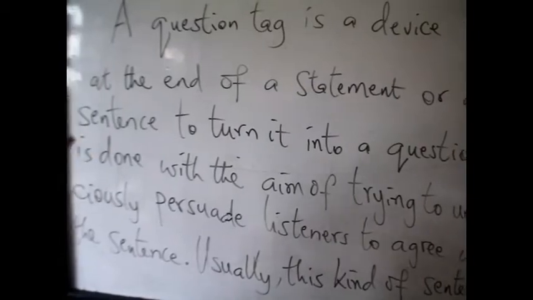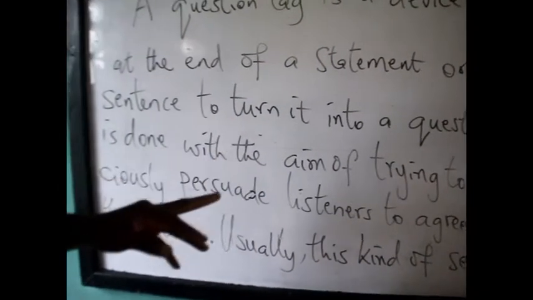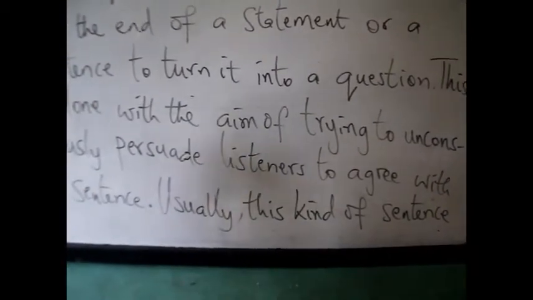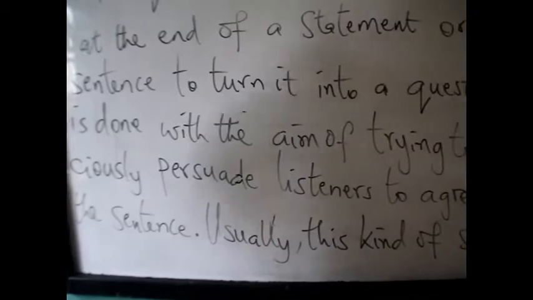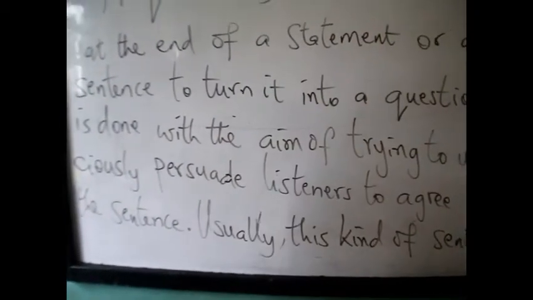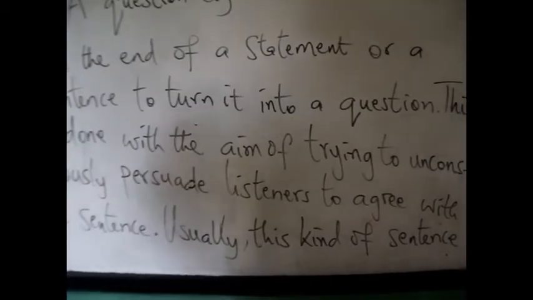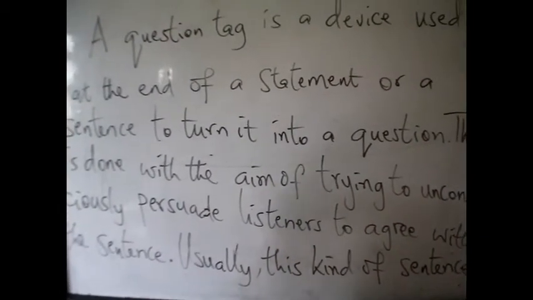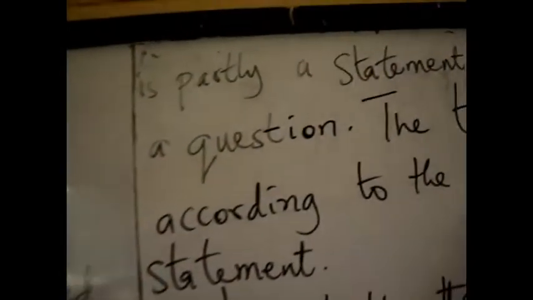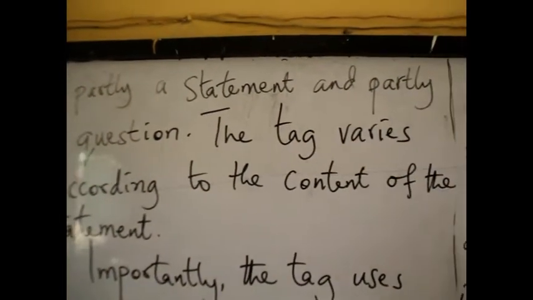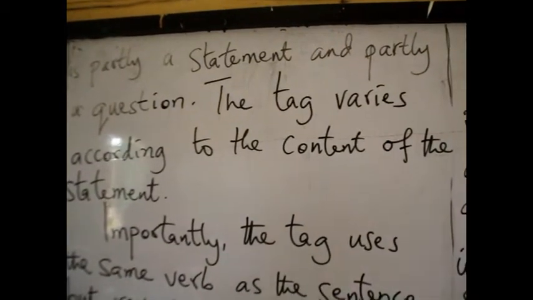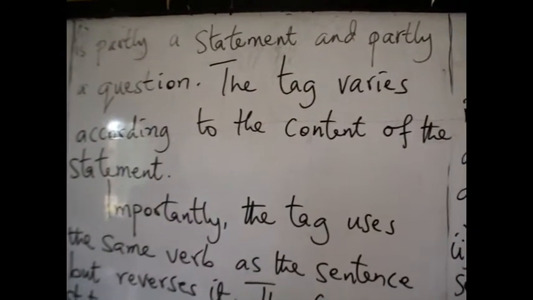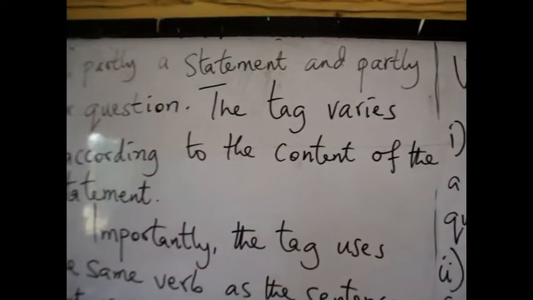Now, this is done with the aim of trying to unconsciously persuade listeners to agree with the sentence. Okay? It is done in order to make you unconsciously agree with what the person is saying. Usually this kind of sentence is partly a statement and partly a question. The first part of this question tag is mainly a statement, and then it's the second part that we have as a question.